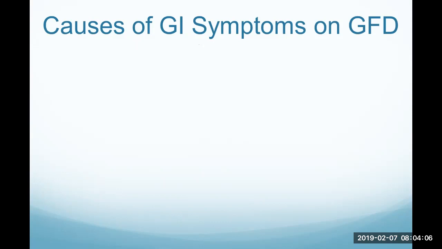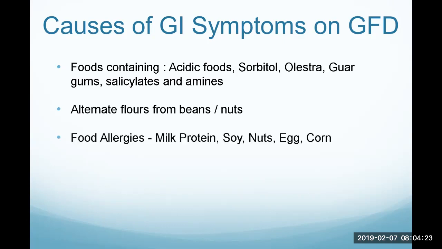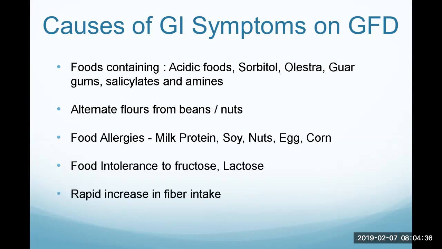Just because you're a celiac patient on a gluten-free diet, they can present with other, more common causes of GI symptoms, which could be present in any of the other patients. And these include food allergies, acidic foods, certain flours, beans and nuts that are more gassy, food intolerance, rapid increase in fiber intake and not keeping up with their fluid intake, and, of course, antibiotics.